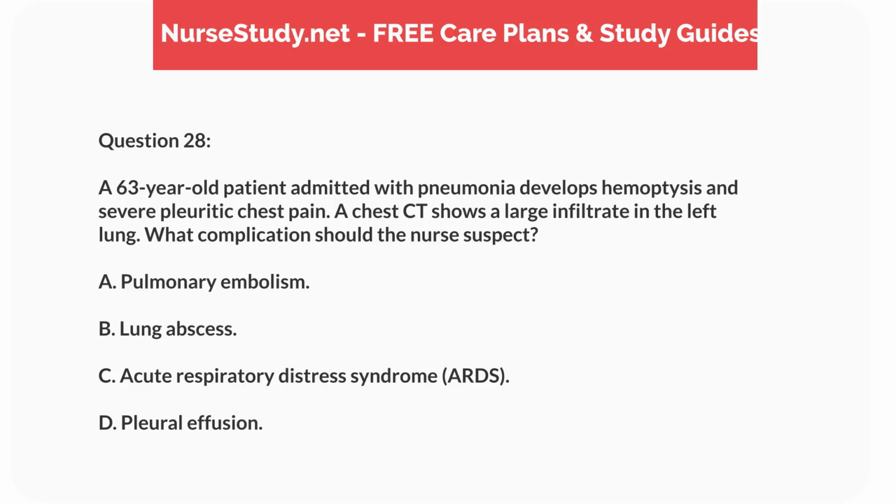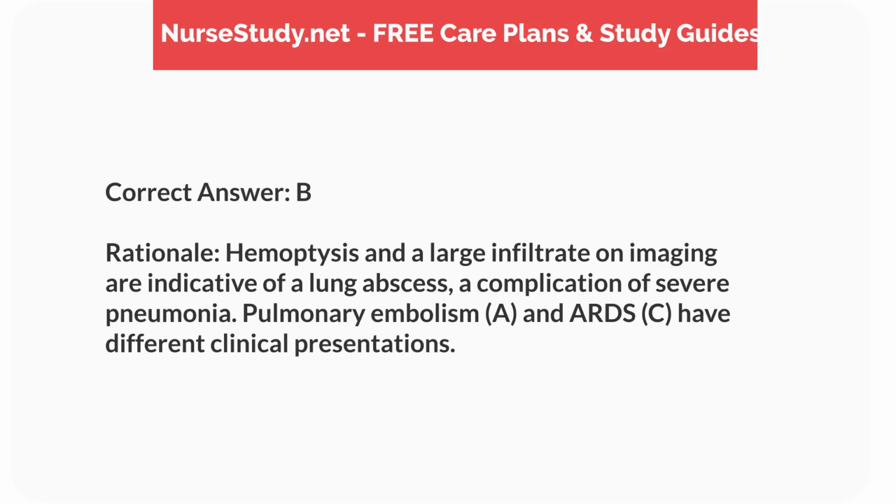Question 28. A 63-year-old patient admitted with pneumonia develops hemoptysis and severe pleuritic chest pain. A chest CT shows a large infiltrate in the left lung. What complication should the nurse suspect? A. Pulmonary embolism. B. Lung abscess. C. Acute respiratory distress syndrome, ARDS. D. Pleural effusion. Correct answer, B.